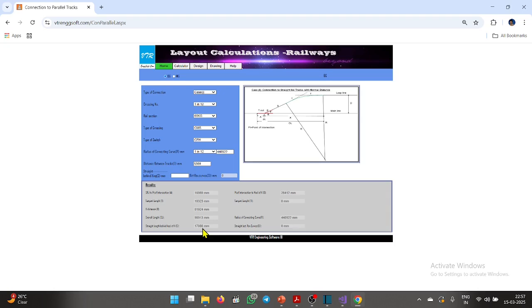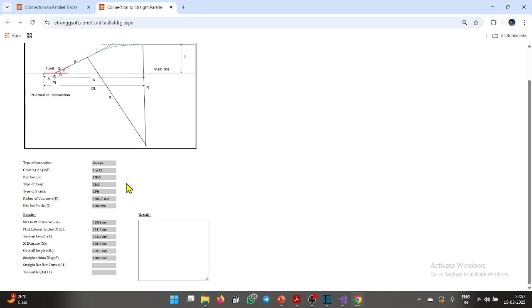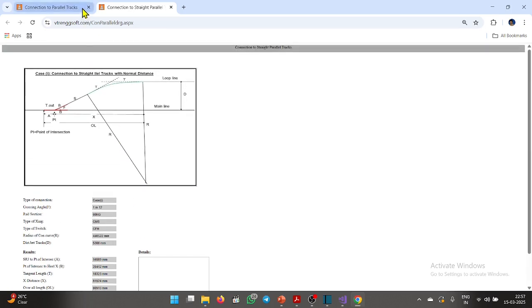And straight length behind the heel, even if you don't put it, it will give you something. There is no reverse curve here. So everything you got. You can go to the drawing also. You can get the entire thing now. So this is something about it.